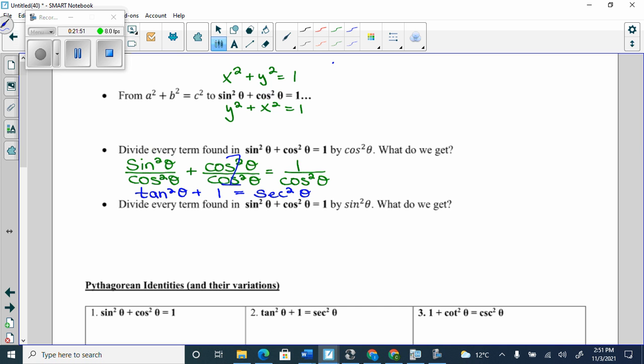Where do we find this formula that we just made? Look on your formula sheet. It's right below the Pythagorean theorem 1: sine squared plus cos squared x equals 1. We know where we get that one from. It's just our unit circle, correct?